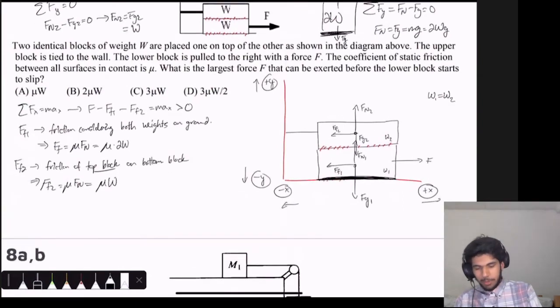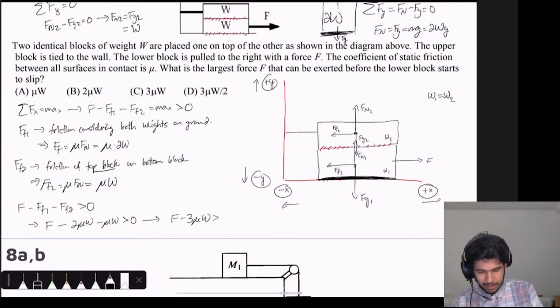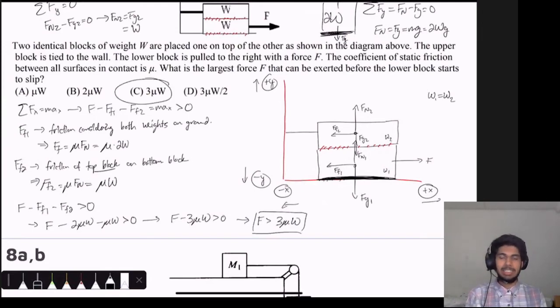Right, and now we go back to our inequality. F minus F_F1 minus F_F2 is greater than 0, so this tells us F minus 2 mu w minus mu w is greater than 0. So F minus 3 mu w is greater than 0. So we want F to be greater than 3 mu w. Right? And if we take a look at the answer choices, we see that that is C.